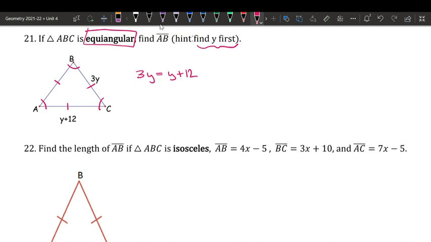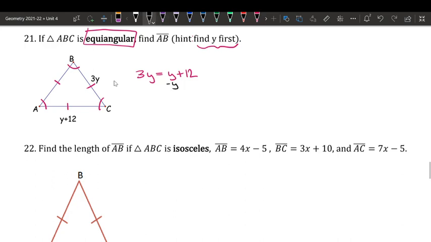So even though I am solving for AB, and AB is this side over here, there's no information on that side other than it's the same as the other two sides. So I have to work with what I'm given, is that the information on these two sides, and I know they're equal because it's equiangular.